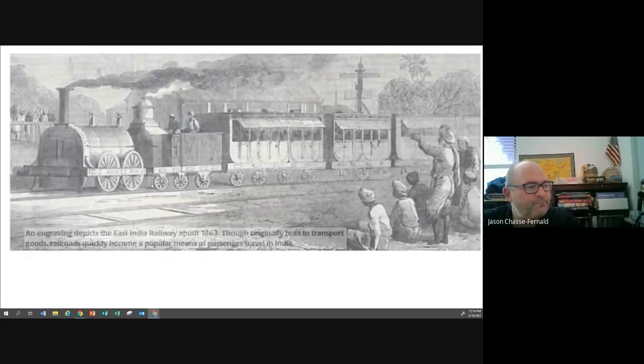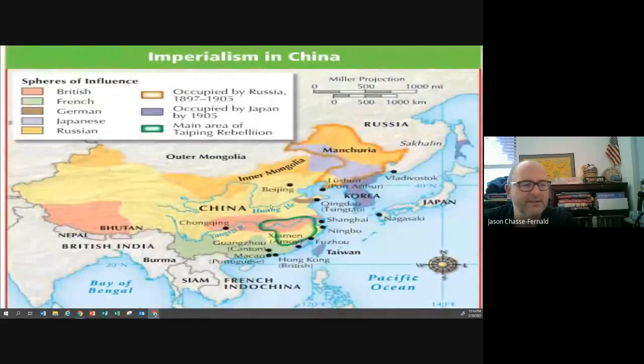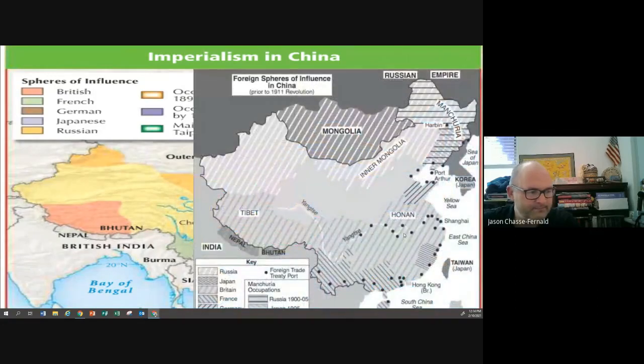All right. So anyway, let's just look through. This is just a map showing the different spheres of influence, a couple of them anyway.